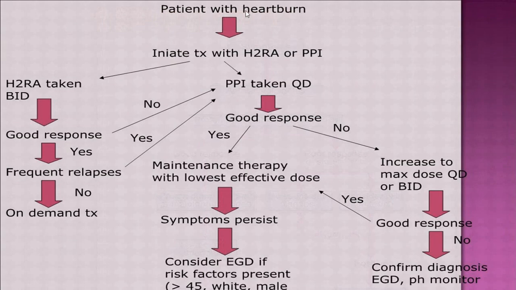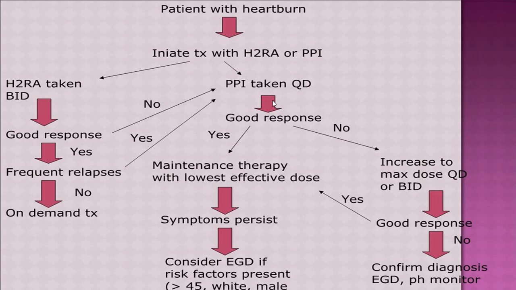So any person with heartburn, first start with an H2 receptor antagonist or a proton pump inhibitor. If an H2 receptor antagonist is taken, give it BID. If there is a good response, yes. If there are frequent relapses, then you will have to think of going to a proton pump inhibitor. If a proton pump inhibitor is taken, if there is no response, a proton pump inhibitor is given, and if there is a relapse, proton pump inhibitors are used.